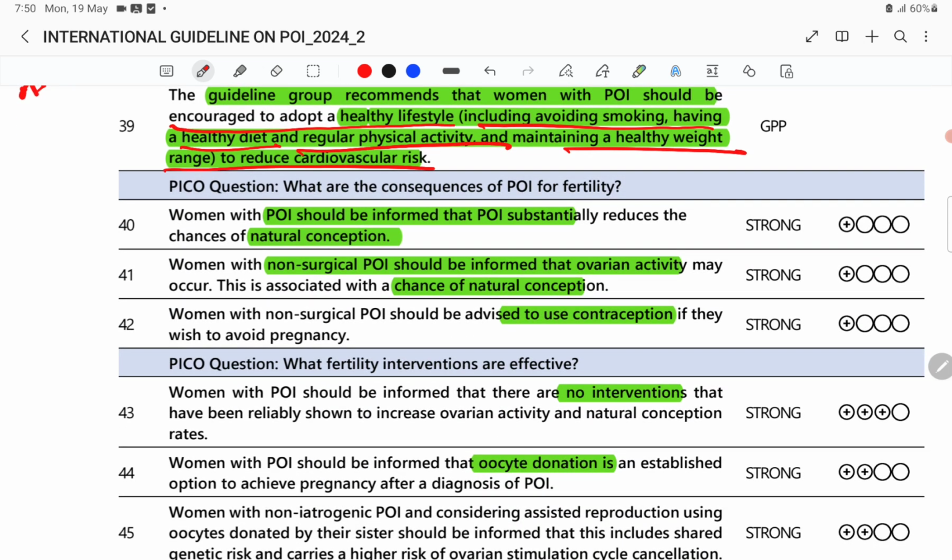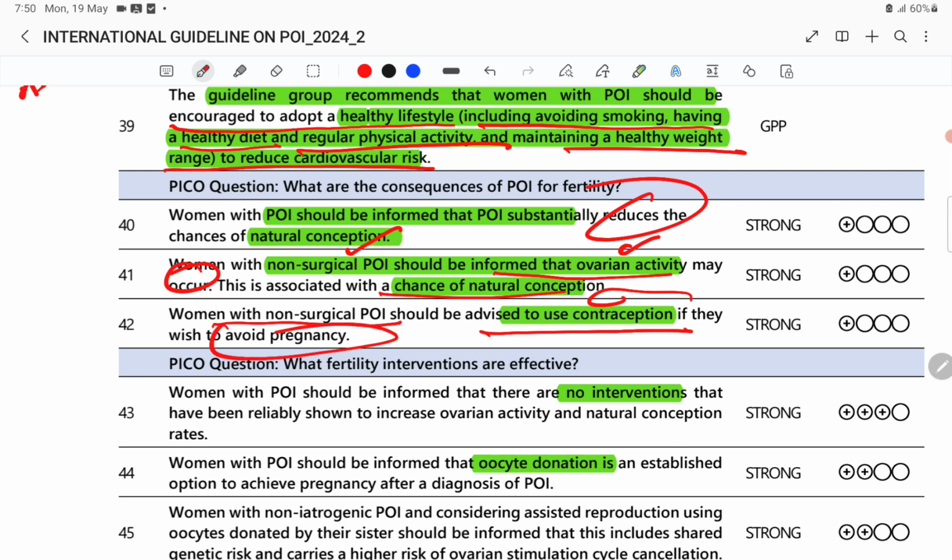Women with POI should be informed that it substantially reduces the chances of natural conception. Women with non-surgical POI should be informed that ovarian activity may occur, which gives a chance of natural conception. Women with non-surgical POI should be advised to use contraception if they want to avoid pregnancy. They can use contraception also.